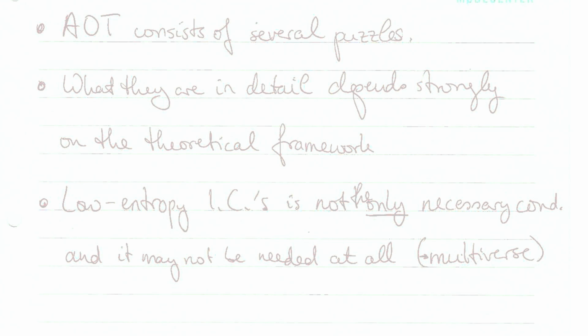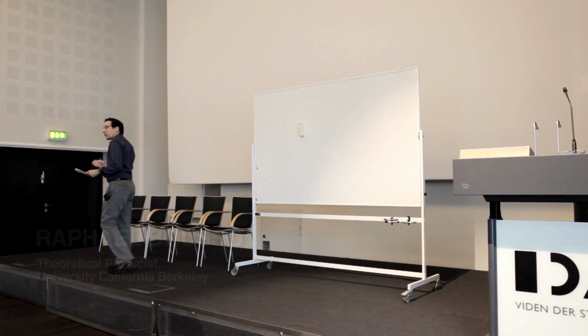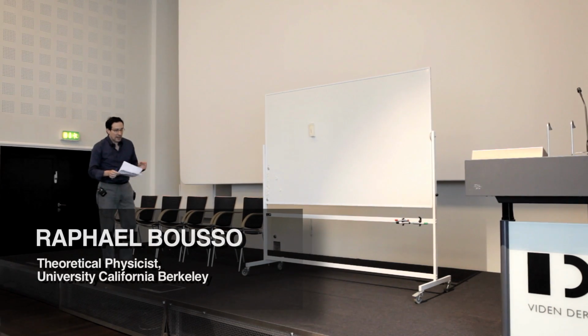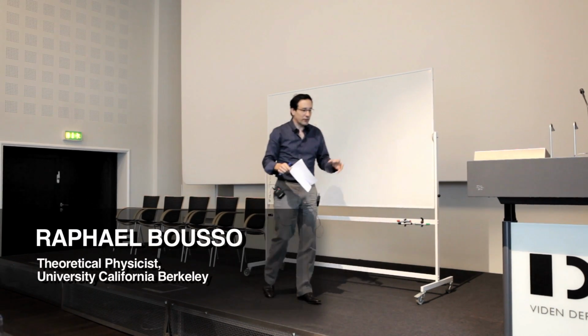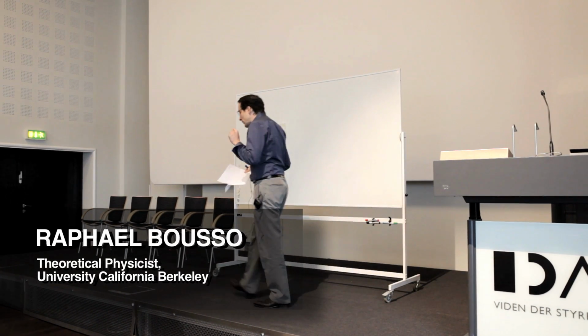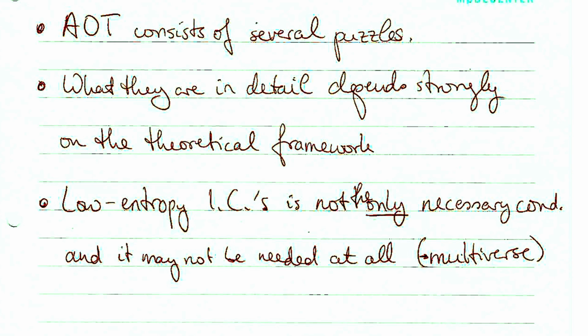The arrow of time, I think, really consists of several distinct puzzles, and what these puzzles are at the technical level in detail depends completely on the theory that you're working in. In particular, we tend to focus very much on the problem of somehow explaining why the universe started with low entropy initial conditions. But whether that's actually the problem that we need to solve depends completely on the theoretical framework.